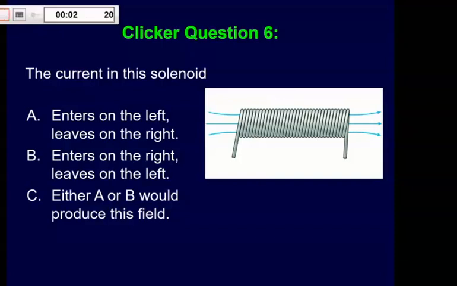So here, in this example, we've got the solenoid and we're drawing the magnetic field lines. And I want to know which way the current is going through this solenoid. Is it coming in on the right, coming out at the left? Is it the opposite? Would either one of these work in this case? What do you think?